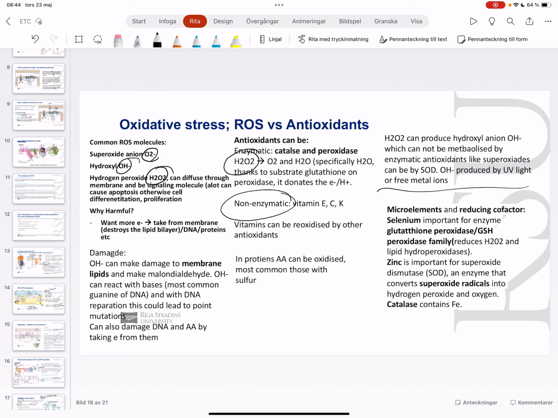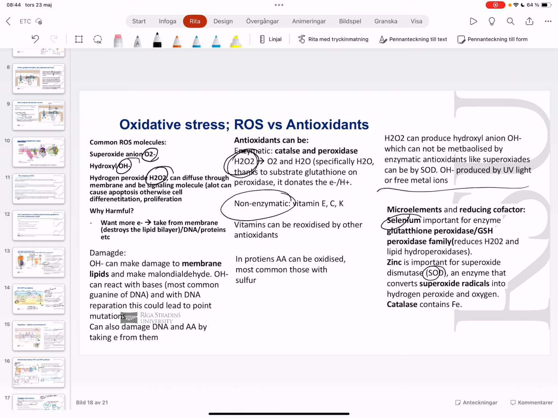You can read this. Okay, then we have microelements and reducing cofactors. So this is important. Selenium is important for the enzyme glutathione peroxidase, or GSH peroxidase family. We talked about hydrogen peroxide, and hydrogen peroxide can be neutralized by this GSH peroxidase family. And in this complex, we will have a microelement, which is selenium. Zinc is important for superoxide dismutase, so for SODs.